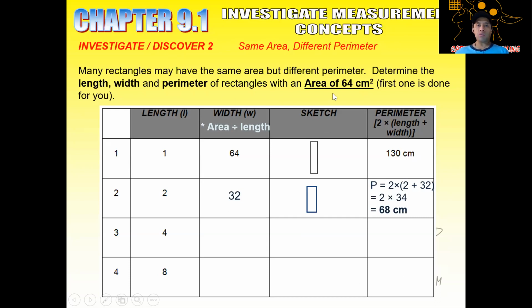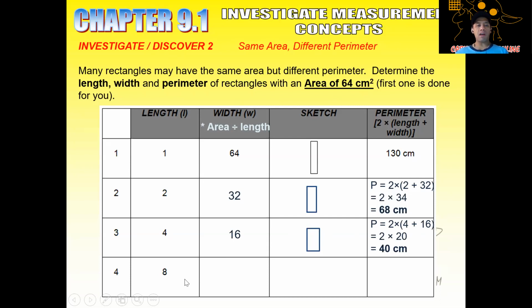Okay, so the next one here, we have area of 64. We're going to take the 64 divided by 4, which gives me 16. As you can see here, again, just to do a sketch, the length is increasing and the width is decreasing. Now, when we take the perimeter of that, what we have here again is a perimeter of 40 centimeters. And again, as we scroll down the perimeter column, as you can see, the perimeter is decreasing.